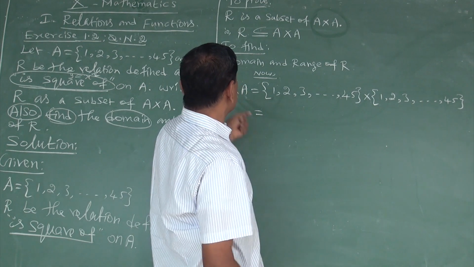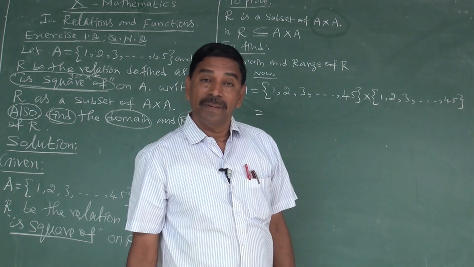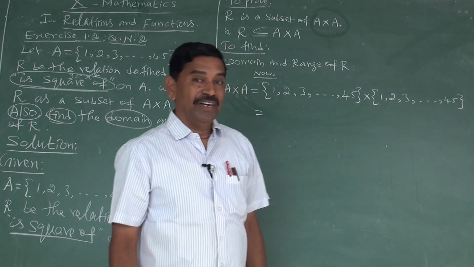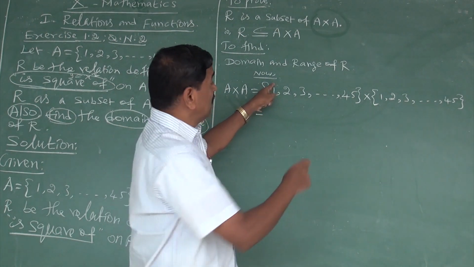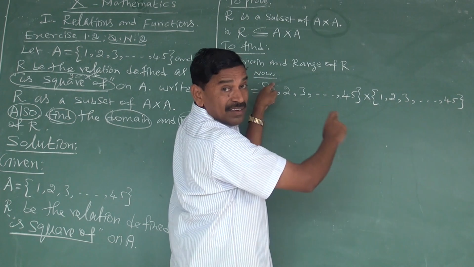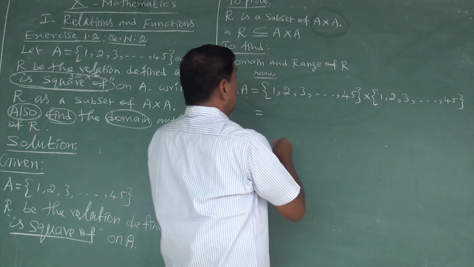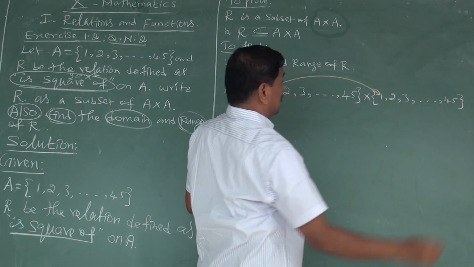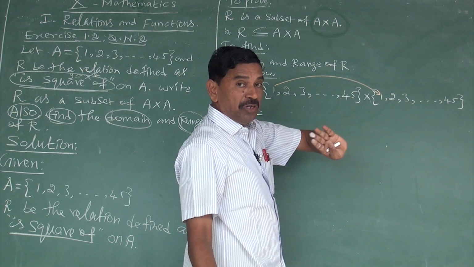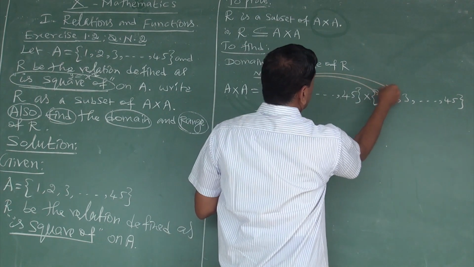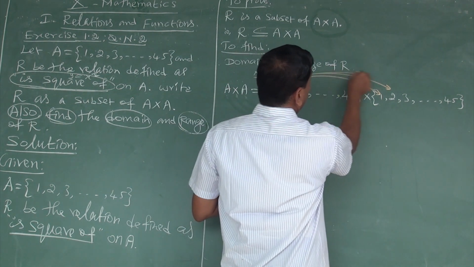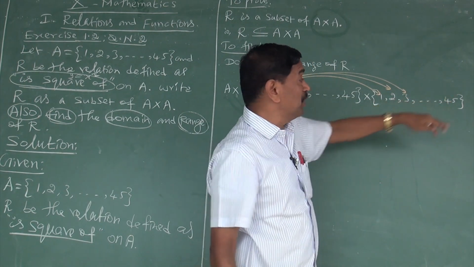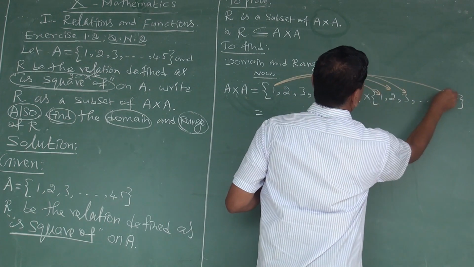A cross A is equal to, see here, A cross A means, anyone? Good, Cartesian product. How to find a Cartesian product? Very good. Taking the first element of the first set and pairing with all the elements in the second set. That means 1 comma 1, next 1 comma 2, next 1 comma 3, etc. What is the last element? Good, 1 comma 45.